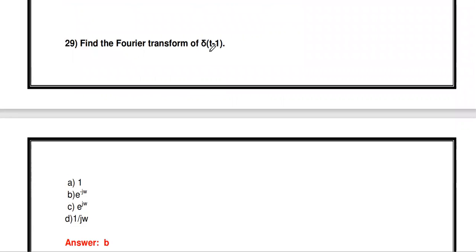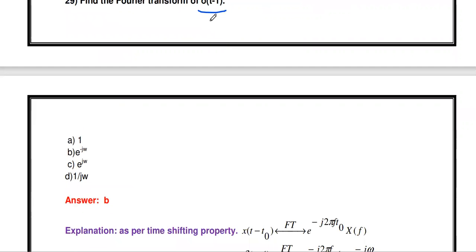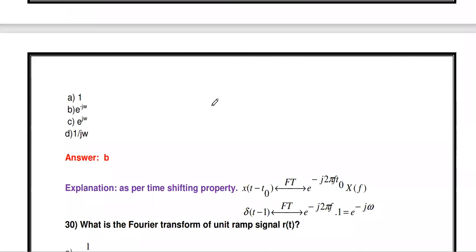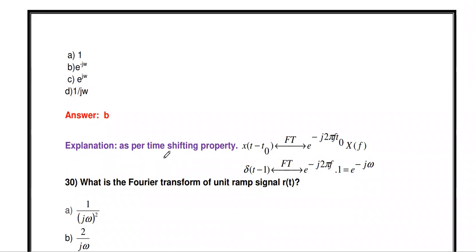Then find the Fourier transform of del of t minus 1. Already you know the Fourier transform of del of t is 1. Now we have to find the Fourier transform of del of t minus 1, using the time shifting property. According to the time shifting property, for x of t minus t naught, the Fourier transform is e power minus j 2 pi f t naught into X of f. Now the X of f value, you know, is 1.